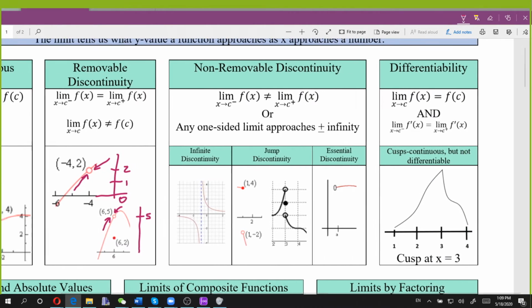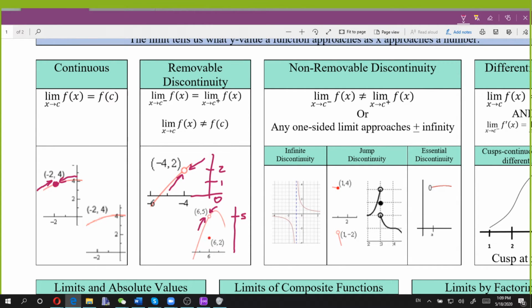Okay. So non-removable discontinuity when it's just a blank space and nothing more? It's whenever your limit from the left is not the same as your limit from the right. So that could be because there's a blank space. It could be because you're going to infinity or negative infinity. It could be because your limits are different but exist. So all three of these cases are all part of non-removable discontinuities.